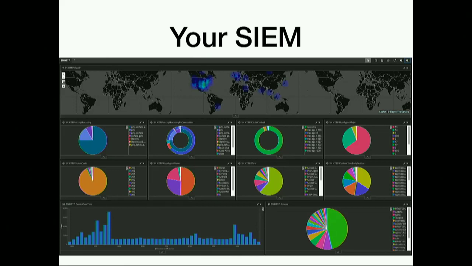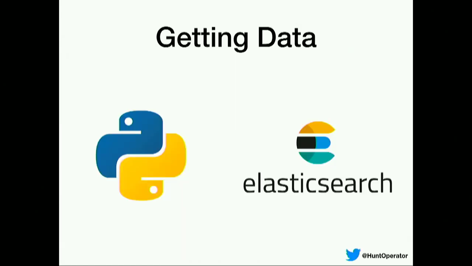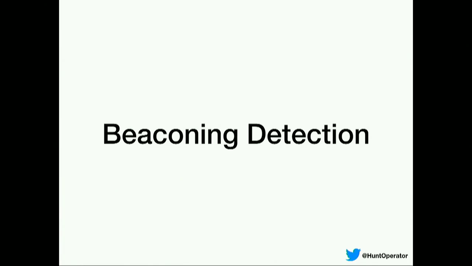I know there's a large list of SIEMs out there, but most of them have an API. It's just not exposed. So we're going to talk about how to use the API and then use your SIEM for non-conventional purposes. To get all of our data, we're going to be using Python and Elasticsearch. Elasticsearch has a Python framework that we use to retrieve the data. And then we're going to be doing some type of manipulation and then pushing that back into the SIEM for your analyst to analyze.